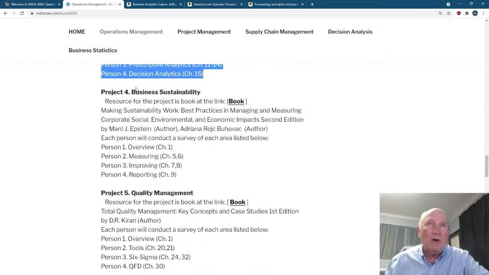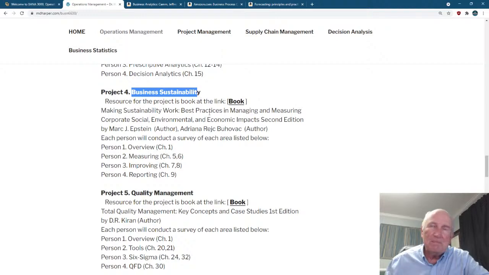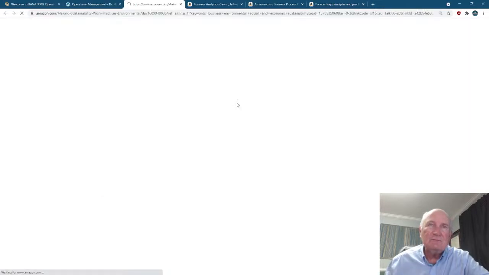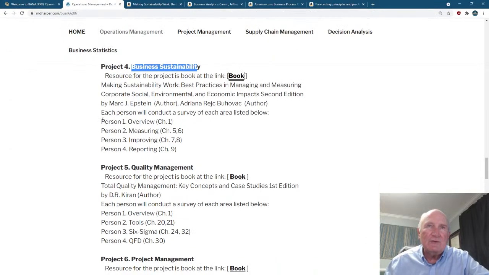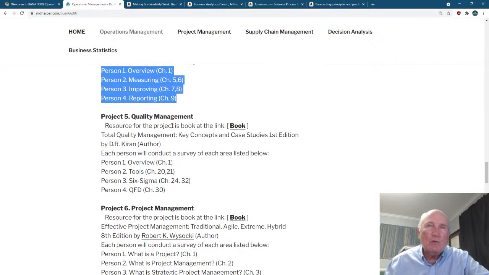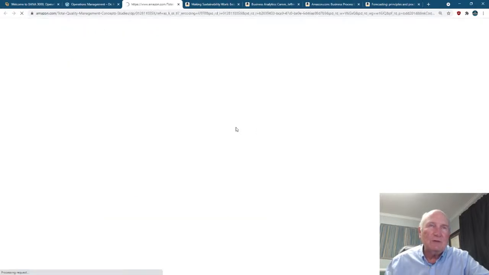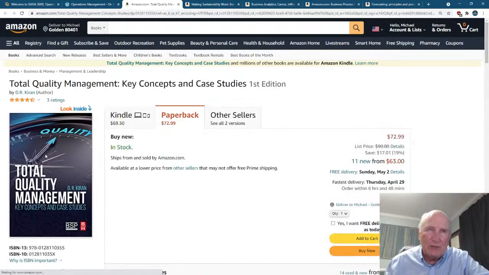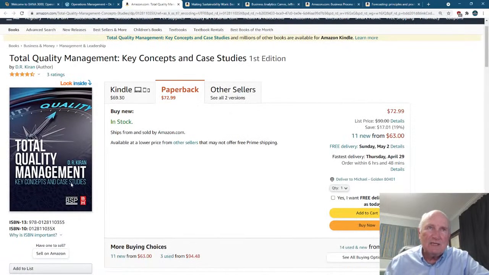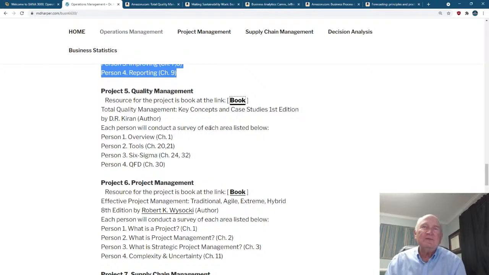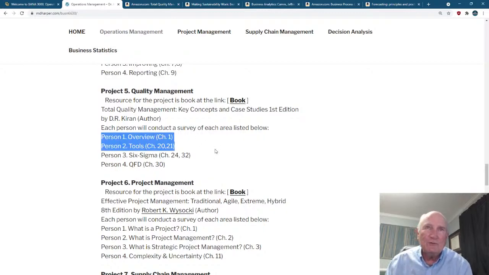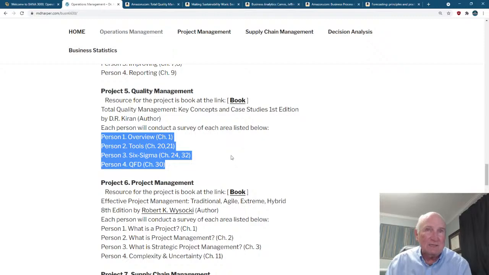Oh, some people are really interested in sustainability. That's operations too. This book looks at making sustainable work, and this is an operations approach to sustainability within an organization. Okay, then, and there's different overview, measuring, improving, reporting, quality management. Here's a book on quality management, TQM, total quality management, concepts and case studies. And so I picked this book because there's so many different things you can do in that book. Overview, tools, Six Sigma, QFD, but also case studies.